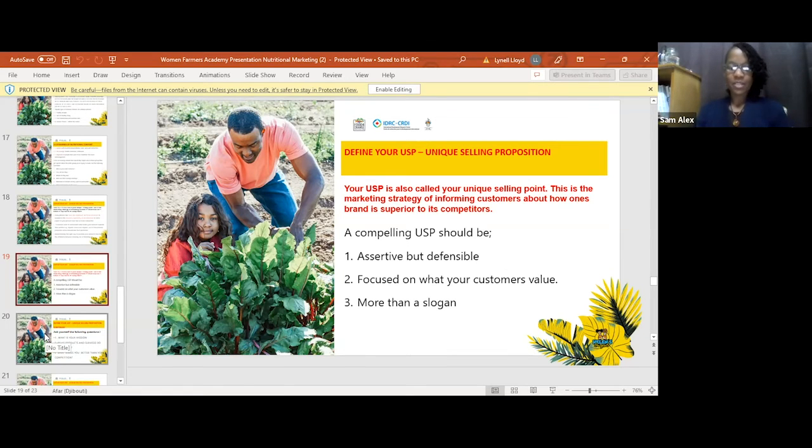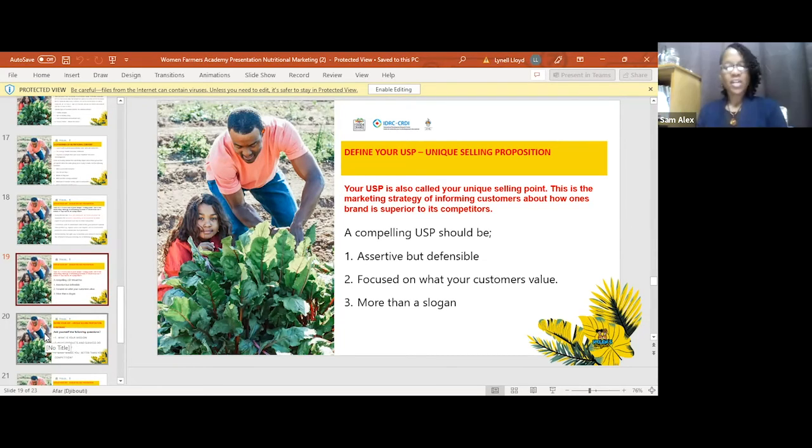Assertable but defensible. A specific position that forces you to make a case against competing products. Example, we sell high quality, non-toxic products. This is an assertion that you're making. You're stating it as a fact, but you must be able to defend it because it has to be truthful. You have to be able to prove that your products are high quality and non-toxic, okay?